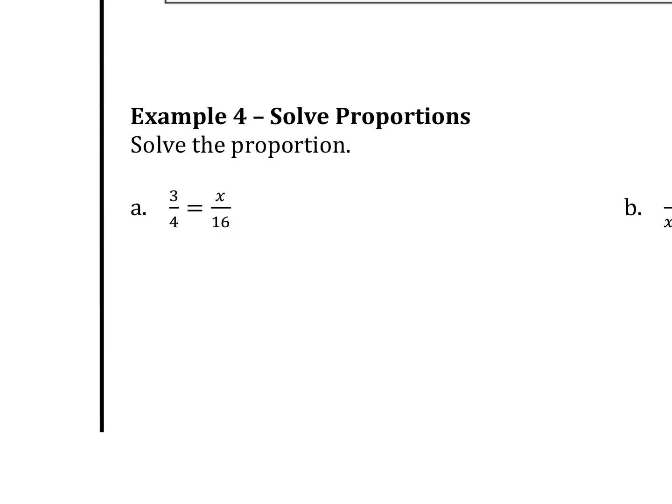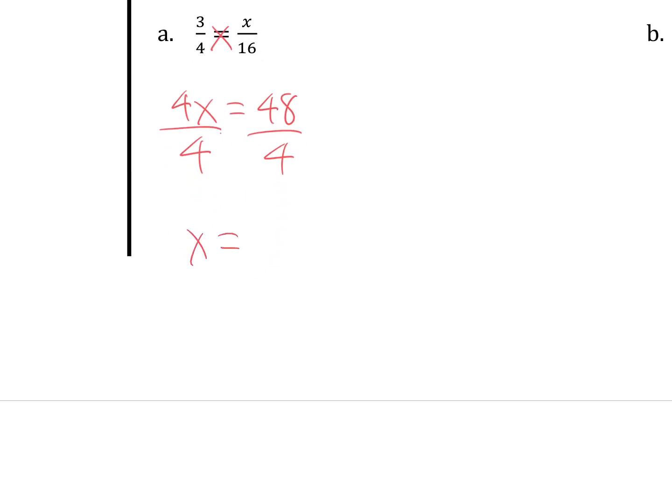We have 3 over 4 equals x over 16. We're solving proportions, so we're going to cross multiply again. So we have 4 times x is 4x, and 3 times 16 is 48. Divided by 4, and we get x equals 48 divided by 4, which is 12.